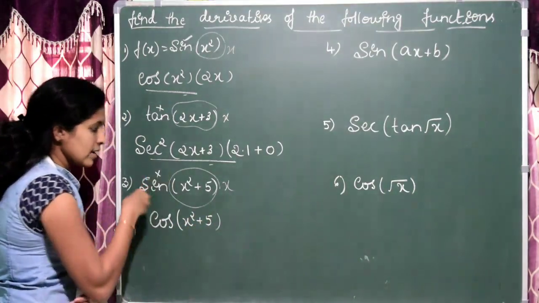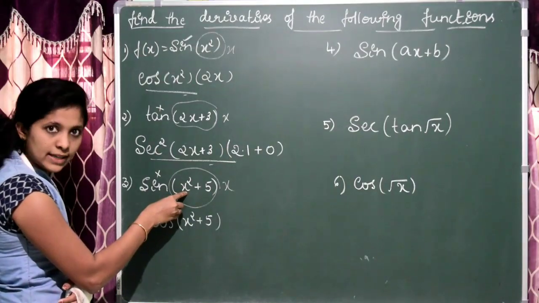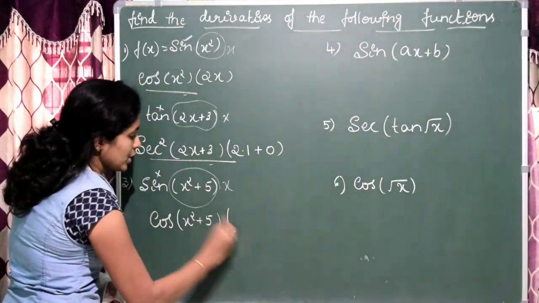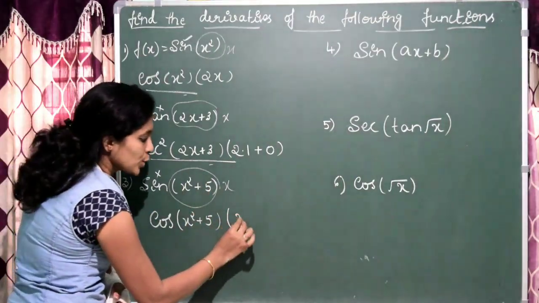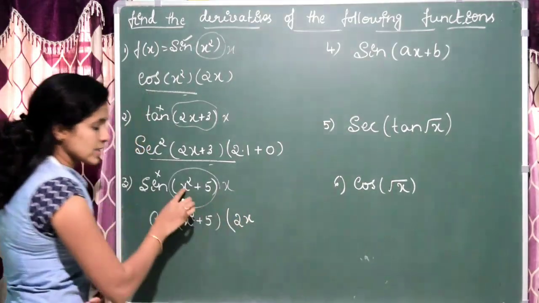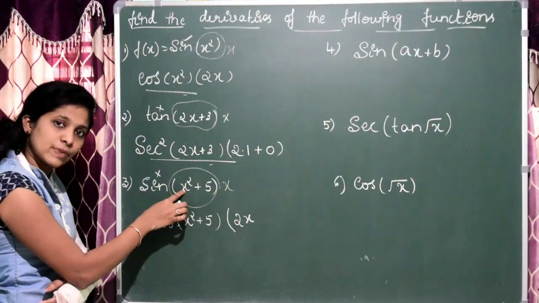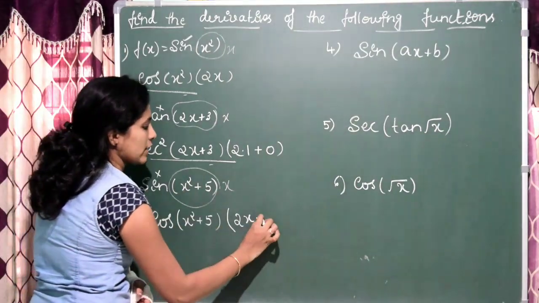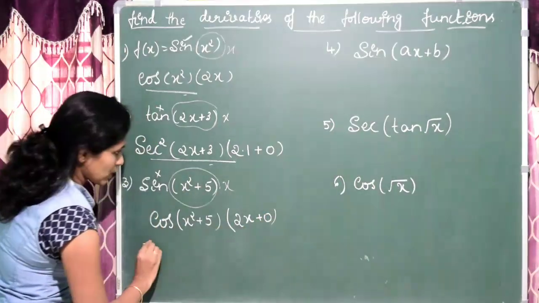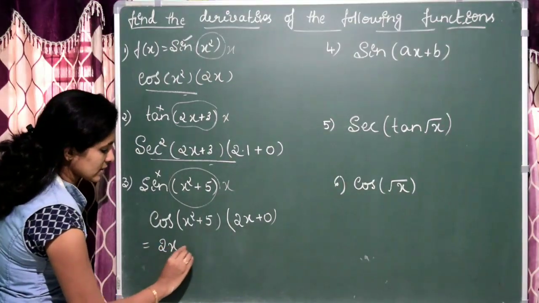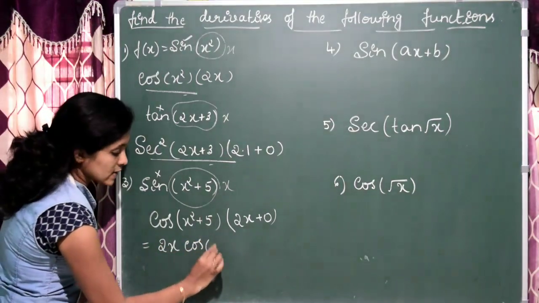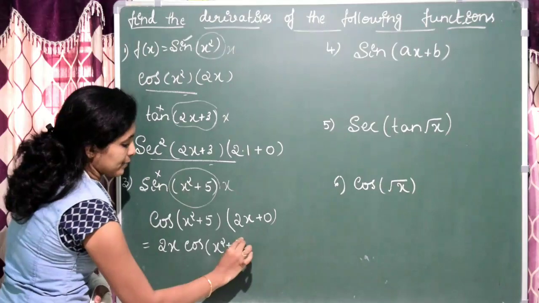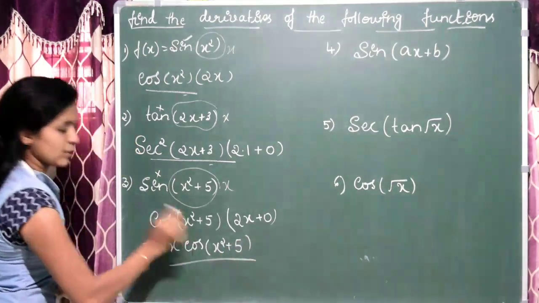So this is done. Now we have to find the derivative of x square plus 5. So derivative of x square will be 2x. Here you are differentiating the function with respect to x. So derivative of x square will be 2x plus derivative of 5 will be 0. So finally we can write 2x into cos of x square plus 5. So this is the derivative of this function.